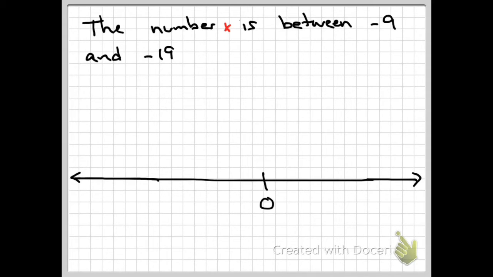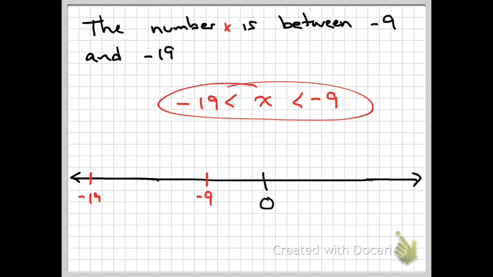If we think about it, -9, as we move to the left, is the number that we're going to find first. And then we have -19. According to the graph, -19 comes first. It doesn't say that the number can be equal to either -9 or -19. So we simply put these inequality signs in and write x. So this would be our inequality phrase.